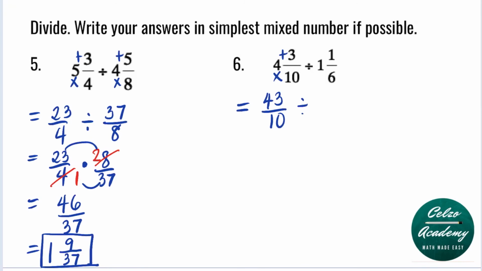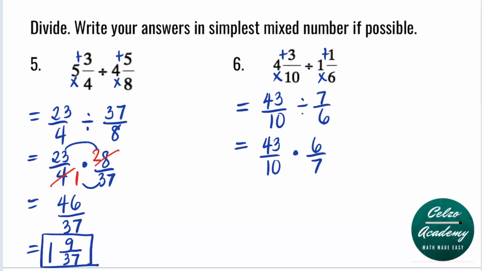Next, we do the same thing with 1 and 1/6. 6 times 1 is 6. 6 plus 1 is 7. So we will write this as 7 over 6. Now let's change this division into a multiplication problem using KCF. We keep the first fraction 43 over 10. We change division to times. And we flip 7 over 6 as 6 over 7.